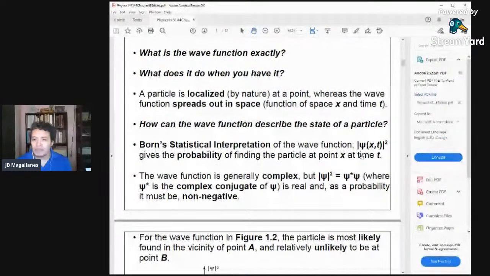By the way, the square of the wave function is just the complex conjugate of the wave function times the wave function itself. This can also be the wave function times its conjugate. It's commutative, meaning it can interchange. This assures you that the probability is real and non-negative.